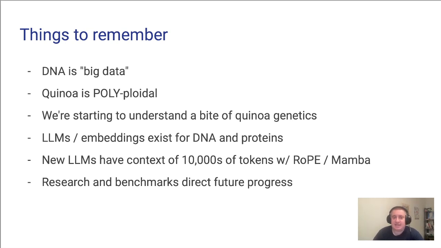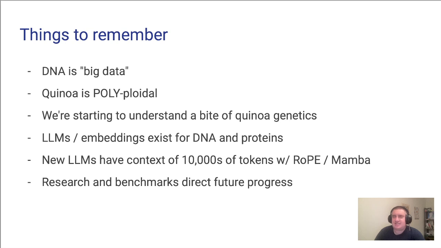Language models and embeddings already exist for DNA and proteins. Maybe that's something you could, if you're interested in this, find those and piggyback on top of that. These newer language models that have come out this year now have a context of tens of thousands of tokens using rope scaling or the Mamba architecture.